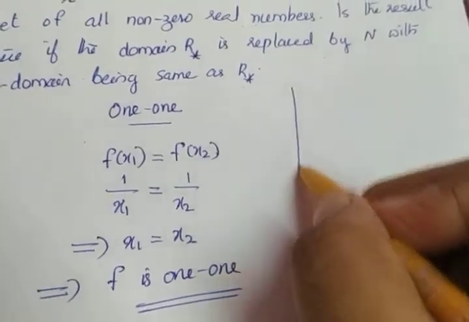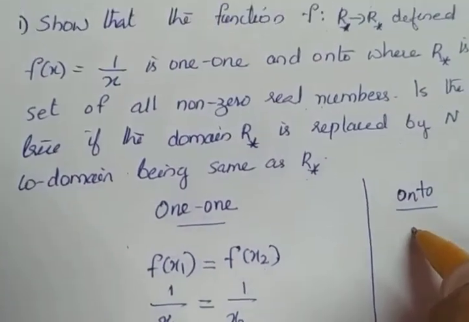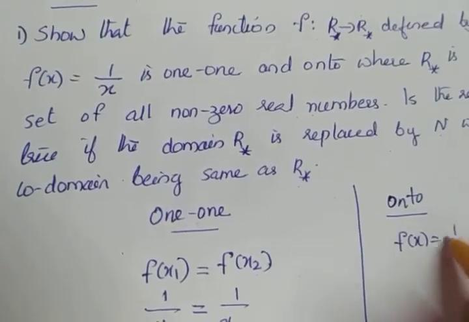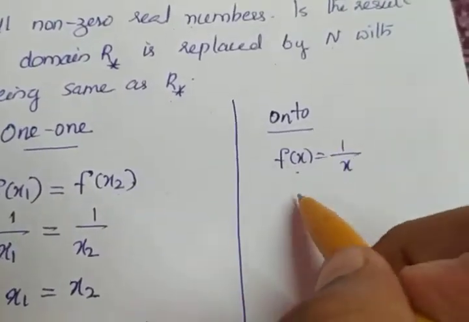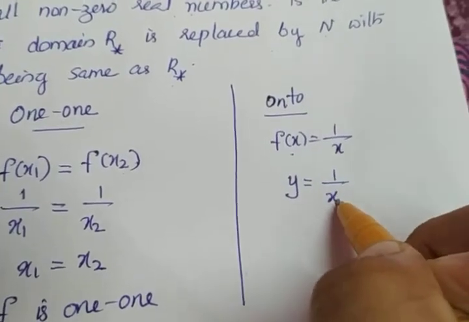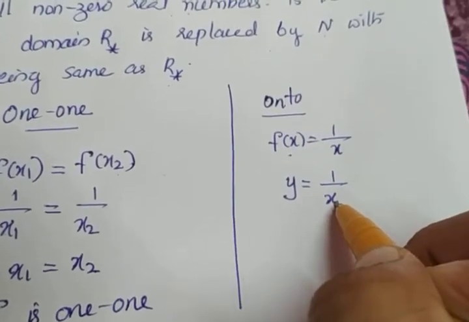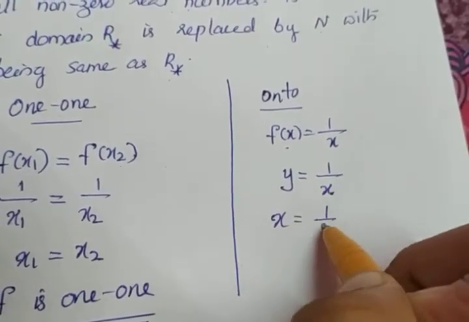Okay, to prove onto, take the function. What's the function? F of x equal to 1 by x. I wrote the function; instead of f of x, replace by y. So we are getting y is equal to 1 by x. From this equation, find the value of x. So just cross multiplying, we are getting x is equal to 1 by y.